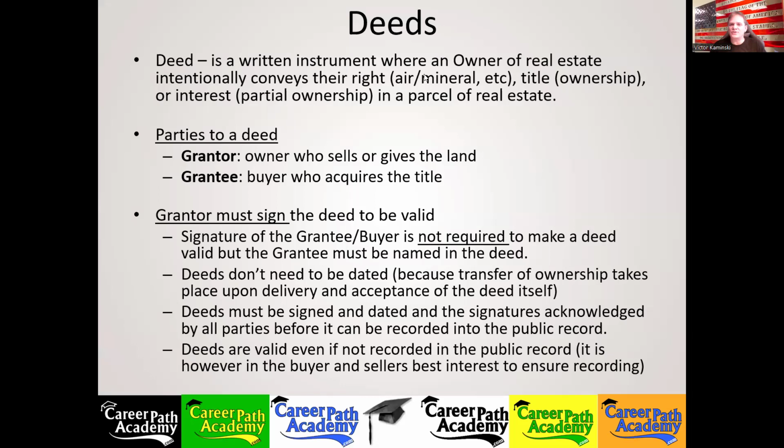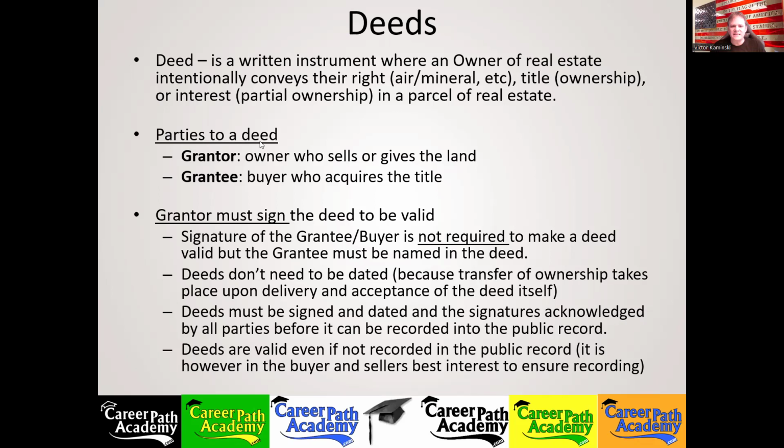So a deed is a written instrument where the owner of real estate intentionally conveys their right, like air rights or mineral rights, their title, that's their ownership, or their interest, which is a partial ownership in the real estate. That's what a deed is. Instrument is another fancy word for document. What is a parcel? It's a piece of land with legally defined boundaries. So basically, you had a surveyor measure it out.